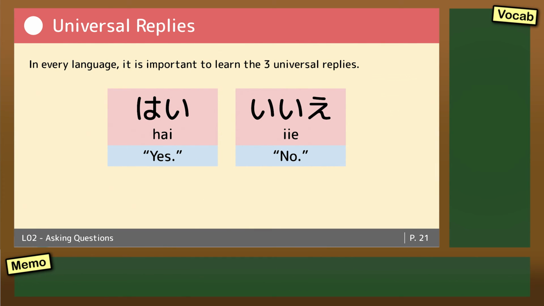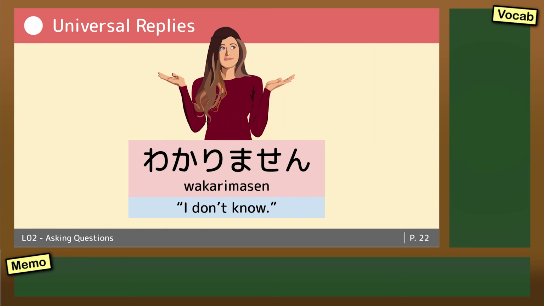When learning a language, it is important to learn the three universal replies. Yes, or はい in Japanese; no, or いいえ in Japanese; and the last and most important universal reply is I don't know, or わかりません in Japanese. Let's try that again. わかりません. This is one of the most important sentences you will learn and may use commonly in Japanese, so be sure to learn and practice saying it well.